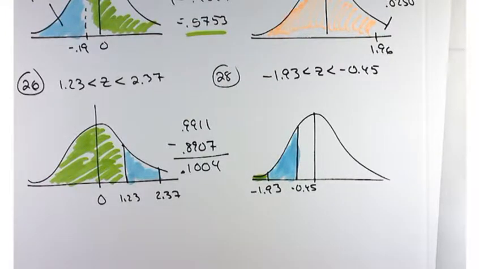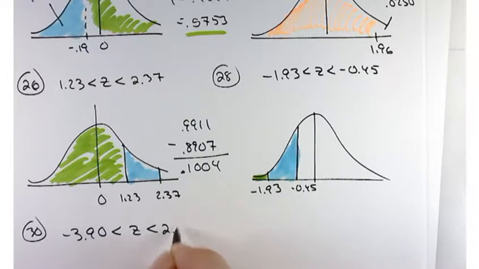If you get that one, you can try our next one, problem number 30. Negative 3.90 is less than z is less than 2.00.